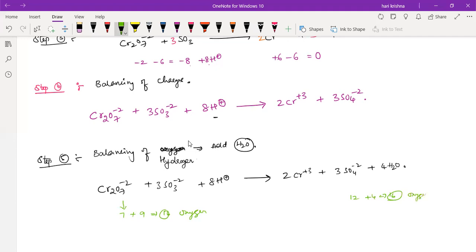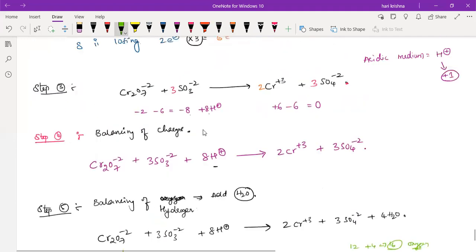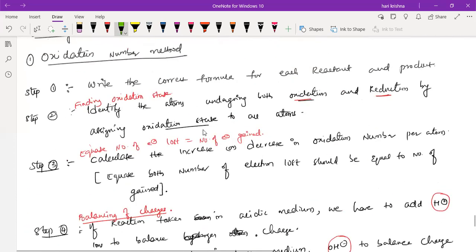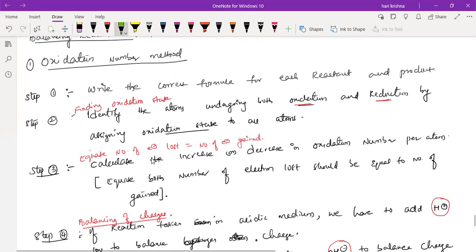Understand this one? Any doubts in this example? No, sir. Just go through it once again. What are the steps you have taken? Oxidation number method. What do you have to write in the first step? First write the correct formula for the reactants and the products. Then we have to check the oxidation states: which one is undergoing oxidation and which is undergoing reduction.